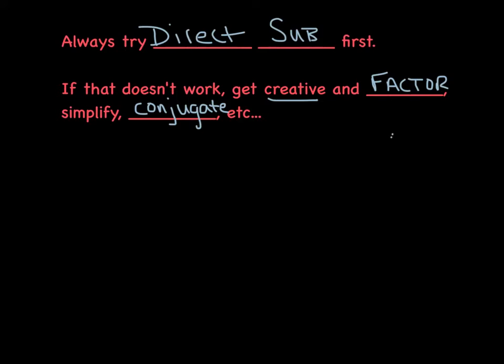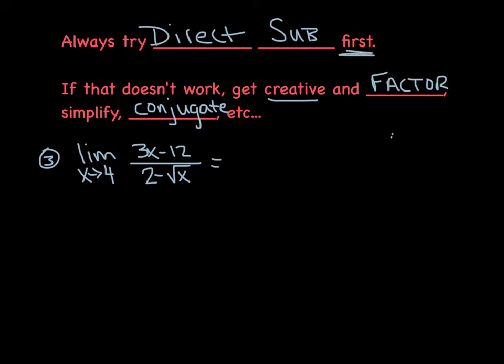The first one I want to try is this particular limit right here. Limit as x approaches 4, (3x - 12) is our numerator, (2 - √x) is our denominator. So we'll go ahead and try that direct substitution because that's what we're going to try first every single time. My numerator turns out to be 12 minus 12, which is indeed 0. Thinking, okay, I still have a chance. As long as the denominator is an actual finite number other than 0, we're going to be in good shape. But the problem is it does turn out to be 0.